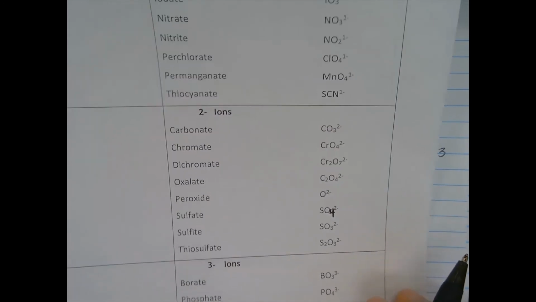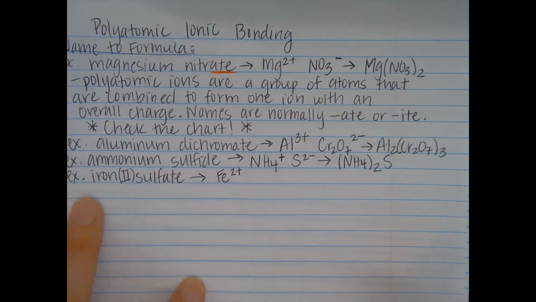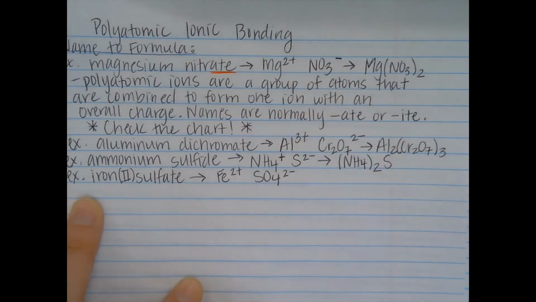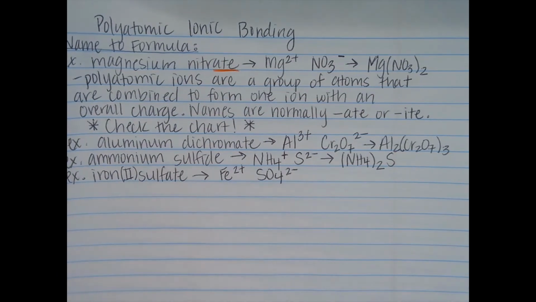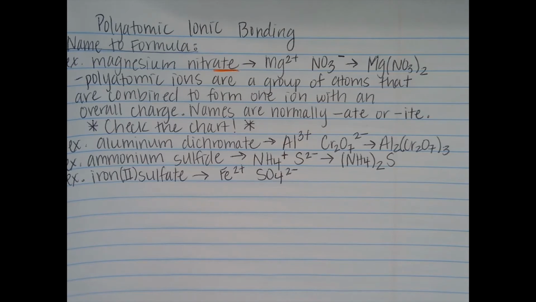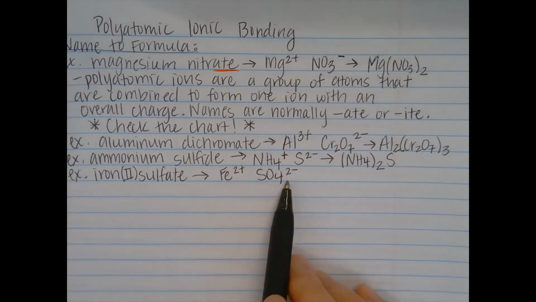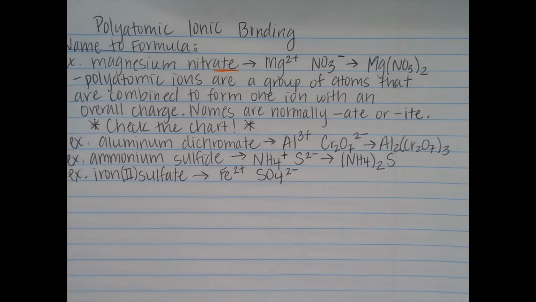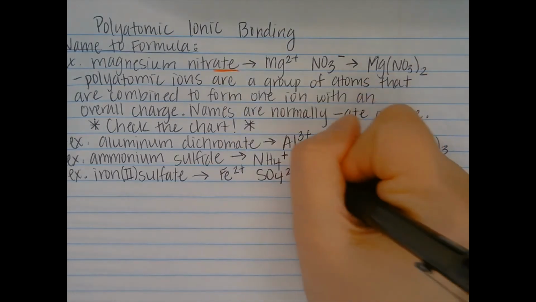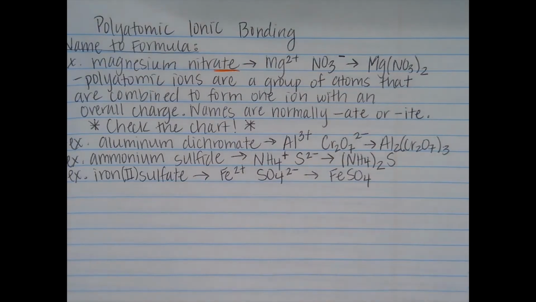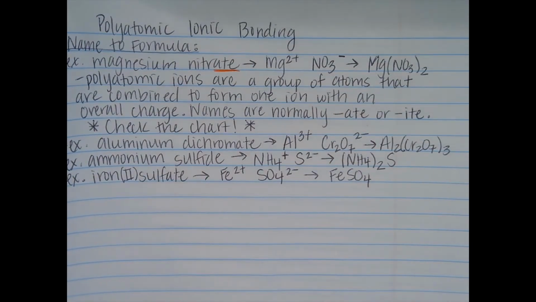SO4, 2-. So, my example, SO4, 2-. So remember, the entire SO4, it's all grouped together, and the whole thing has a 2- charge. So if I crisscross this, isn't this a 2+ and a 2- already? Isn't this already neutral? So this would be a 1-to-1 ratio, right? So I'm going to write FeSO4 because I only need one of each one.